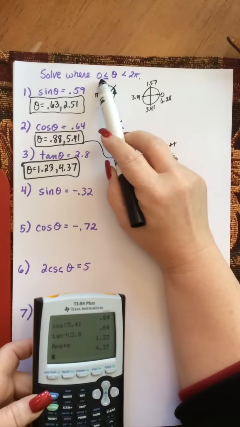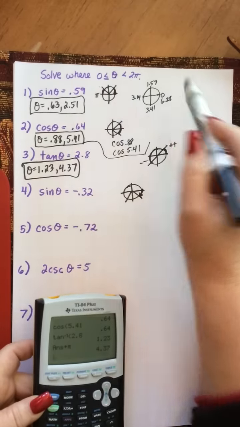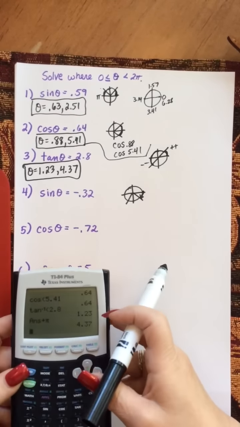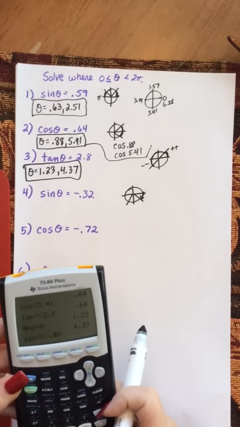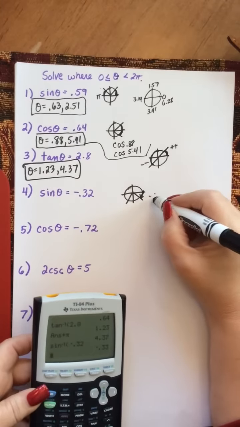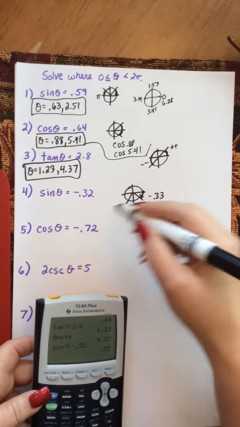However, the directions tell me all my answers need to be between 0 and 6.28 or 0 and 2 pi. So I can't really use that, but I'll be able to use it to find what I need. So I'm going to go second sine negative 0.32. And the calculator, like I predicted, gave me a negative answer, negative 0.33.